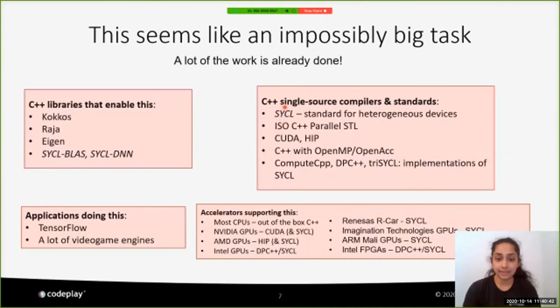One of the main ones is SYCL, which is an open industry standard for heterogeneous computing. There are many implementations of the SYCL standard like ComputeCpp, DPC++, and triSYCL, which are available. The latest C++ parallel STL compiler also supports single source compilation, and many others. TensorFlow is one of the applications that is an example of single source compilation. Many accelerators like NVIDIA GPUs, AMD GPUs, even specific architectures like Renesas R-Car also support SYCL.